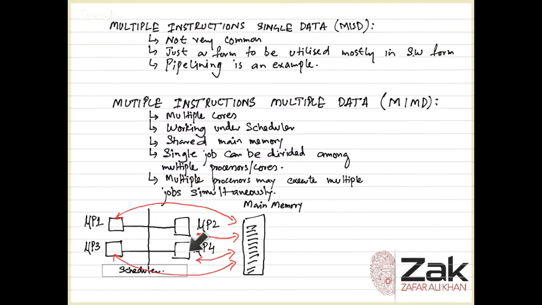So now it is up to the scheduler. The scheduler is part of the operating system. If it gives the same program to all these microprocessors, or it gives separate programs to all these microprocessors to execute, or it is giving one program to two and another program to two, it's up to the scheduler. The operating system decides for it.